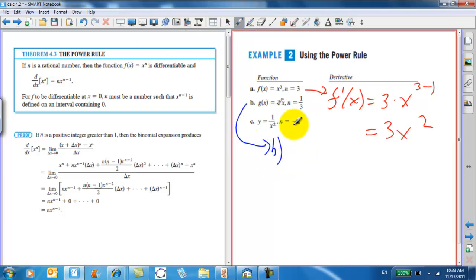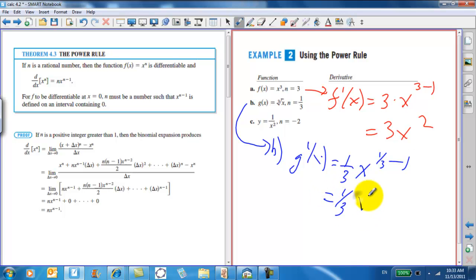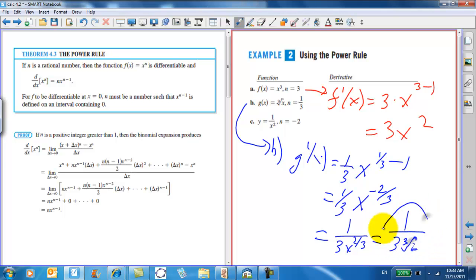In b, we have to rewrite g of x. Well, they already told us it's a 1/3 power. So the derivative of g is 1/3 x to the 1/3 minus 1, or 1/3 x to the negative 2/3. Or if we want to write it in the original format, 1 over 3x to the 2/3, or 1 over 3 times the cube root of x squared. I would have been okay with this as well for your final answer.